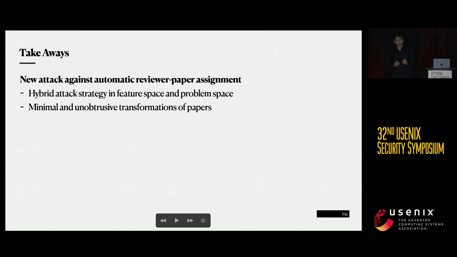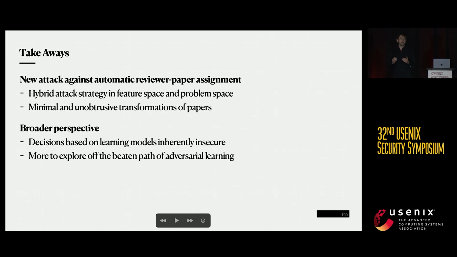In more general terms, we implemented a new hybrid search strategy to switch between the feature and problem space, which is usable for adversarial learning, not just for this scenario, but in general for discrete domains like text, source code, and so on. And in a broader perspective, of course, we still need to deal with this adversarial machine learning scenario, that we need to make learning models and machine learning secure.